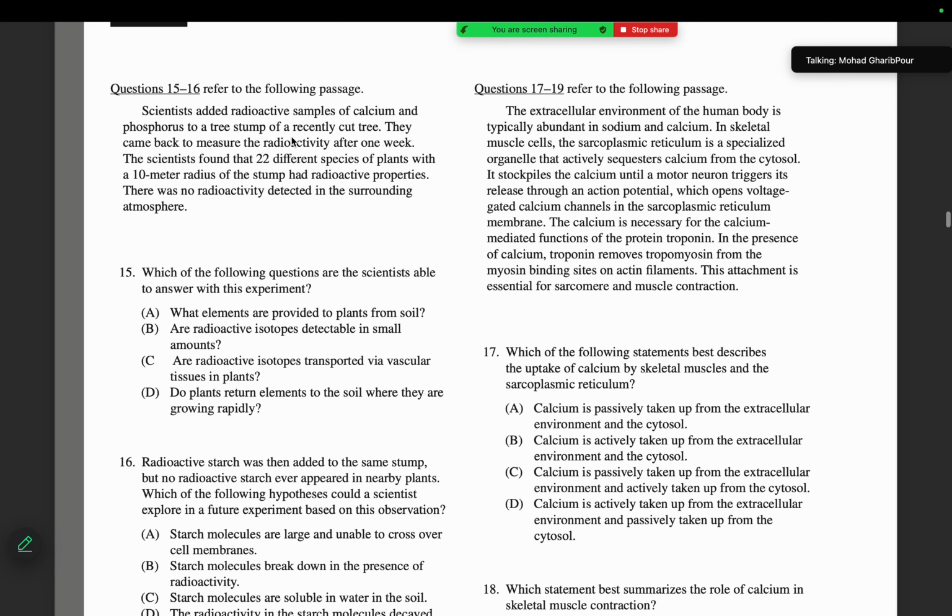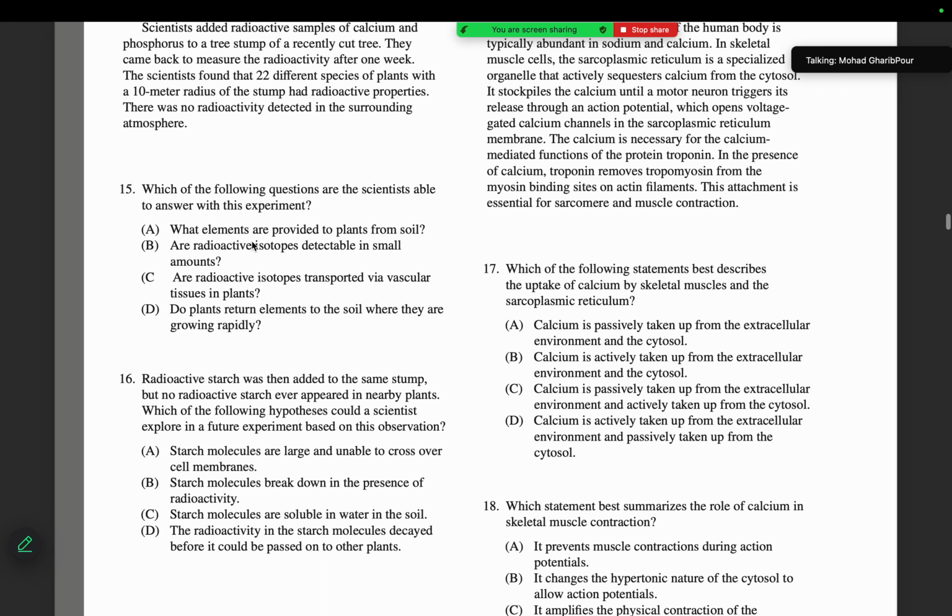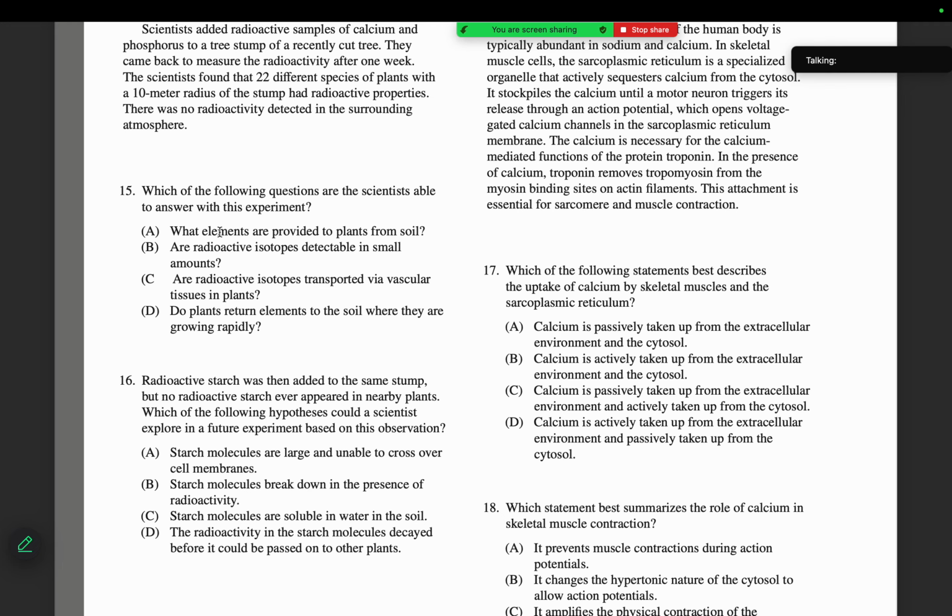15. Scientists added radioactive samples of calcium and phosphorus to a tree stump of a recently cut tree. They came back to measure the radioactivity after 1 week. The scientists found that 22 different species of plants within a 10-meter radius of the stump had radioactive properties. There is no radioactivity detected in the surrounding atmosphere. So nothing in the air, but everything was in those species. So 15, which of the following questions are the scientists able to answer with this experiment?